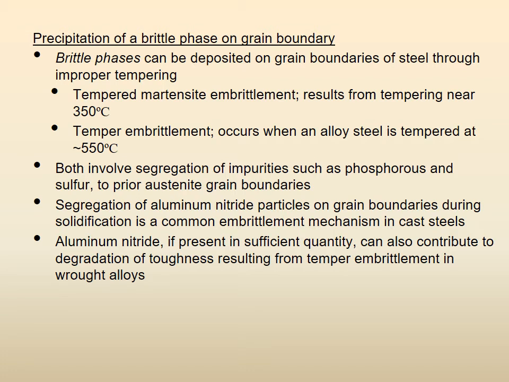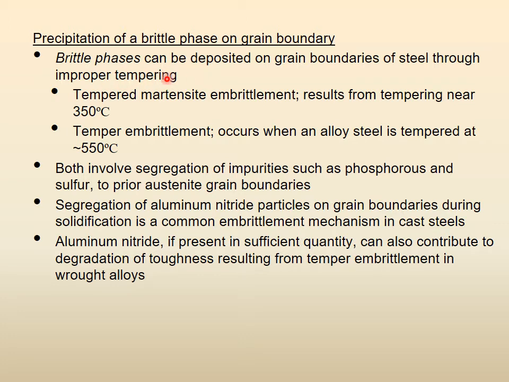Precipitation of a brittle phase on the grain boundary. Brittle phases can be deposited on grain boundaries of steel through improper tempering. Remember, though it was not part of the original course, we gave you a couple of slides reminding you of the heat treatment operations of hardening, quenching, tempering, annealing, and so on, right?